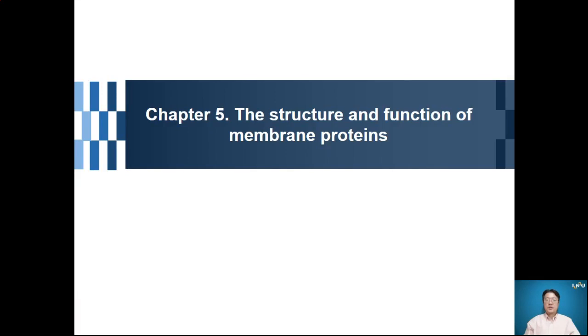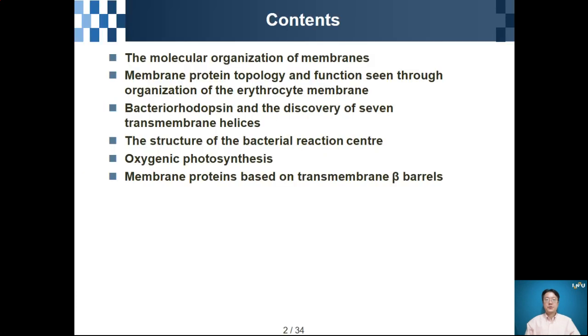So today we will learn chapter 5, the structure and the function of membrane proteins. So in this chapter we will learn the membrane proteins. Chapter 5 is composed of 6 subjects starting from the molecular organization of membrane. We also cover membrane protein topology and function, and we will learn the 7 transmembrane helices.